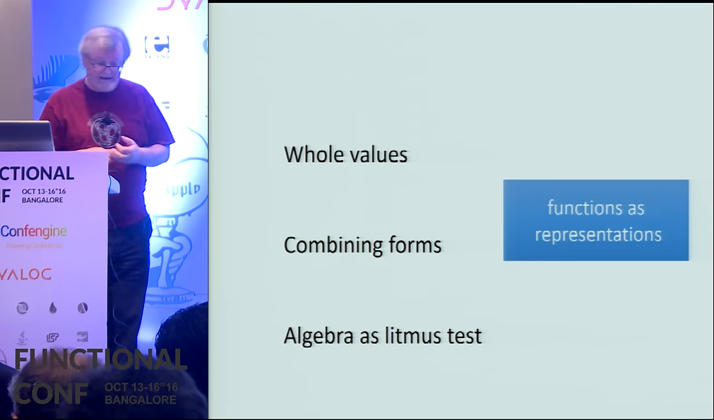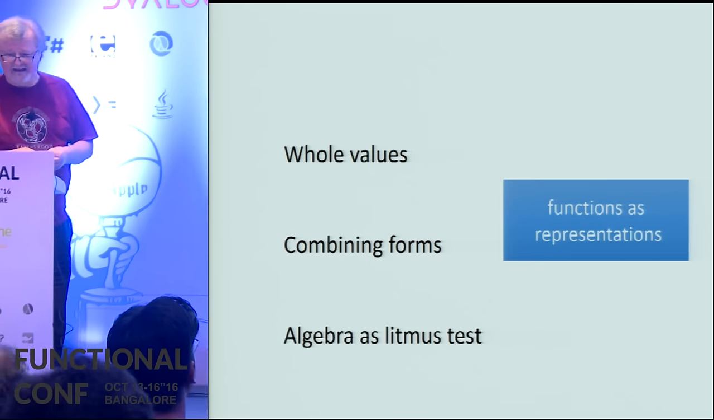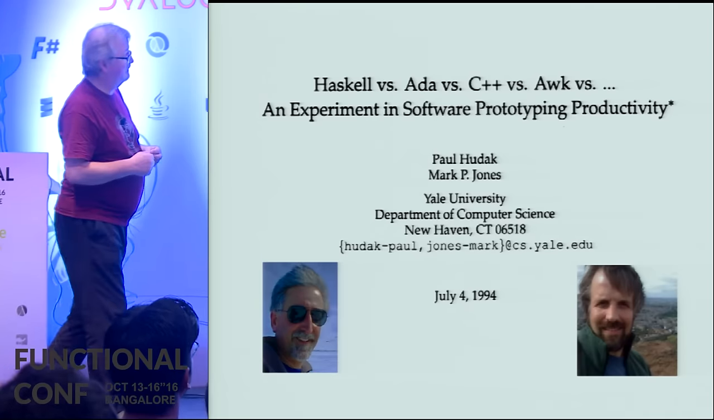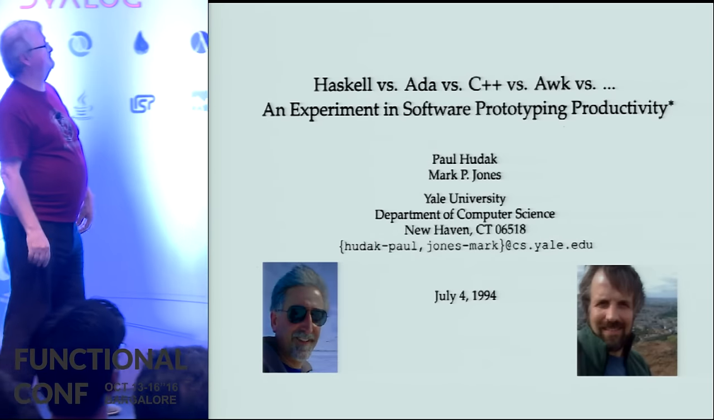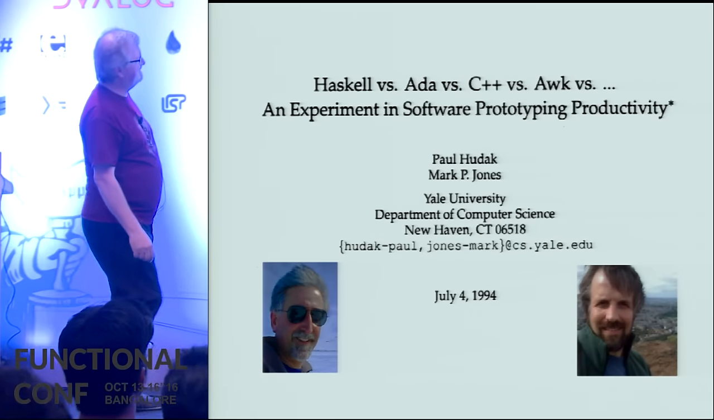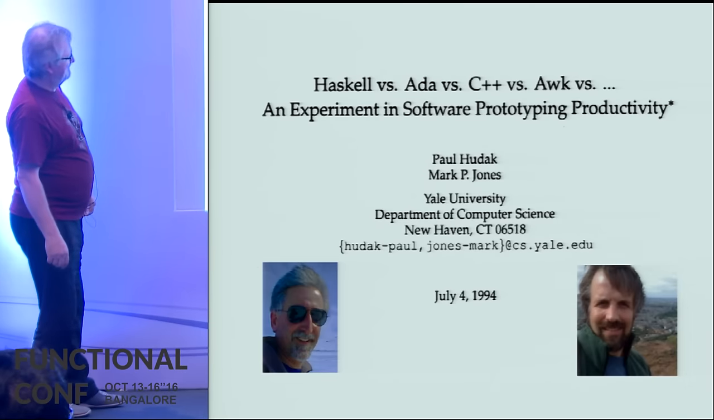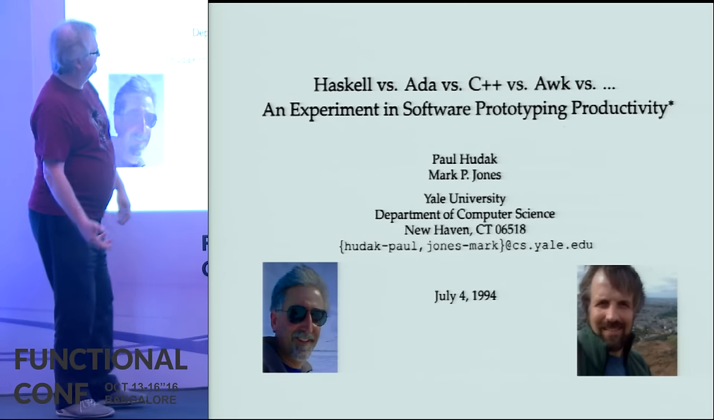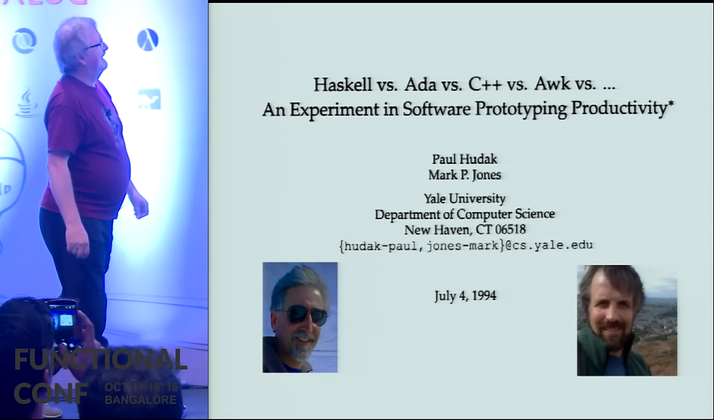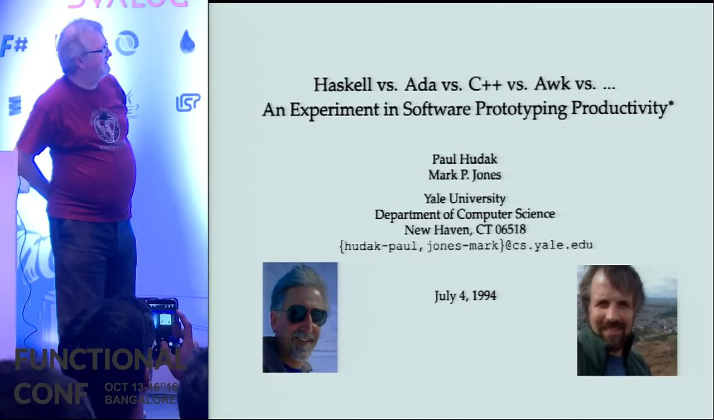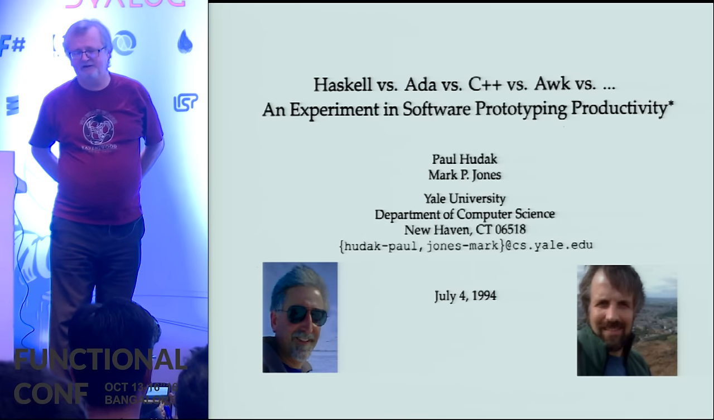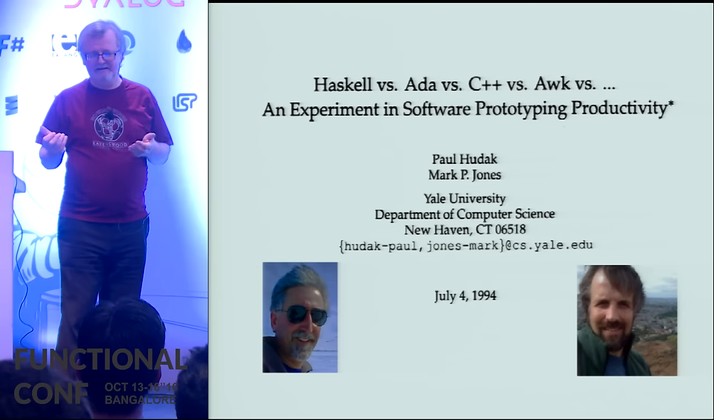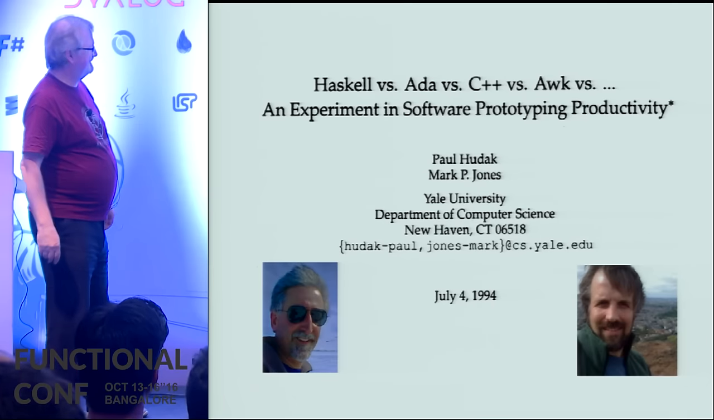So I want to very quickly now hop ahead to a paper from 1994, which is a bit less well known, but which I really like and meant a great deal to me. It's called the somewhat clumsy name, Haskell versus Ada versus C++ versus Awk versus dot, dot, dot. So this paper originates from a big DARPA project in software prototyping. Software prototyping was very trendy at that time, and so DARPA wanted to support work on it.